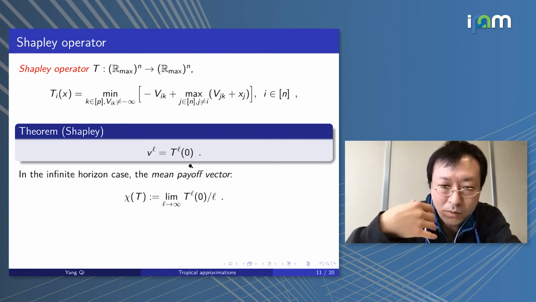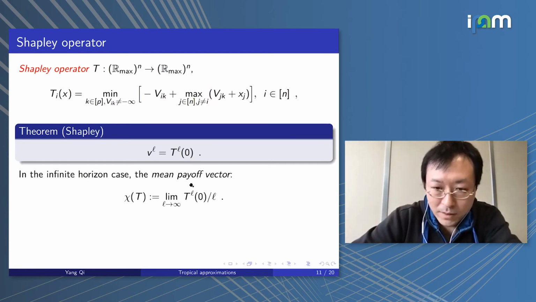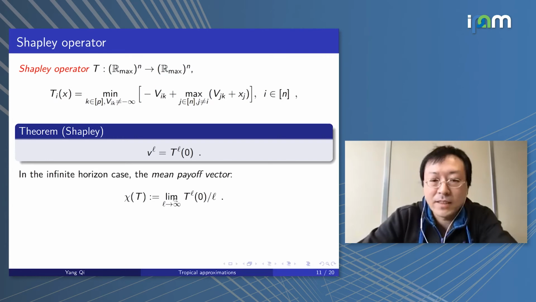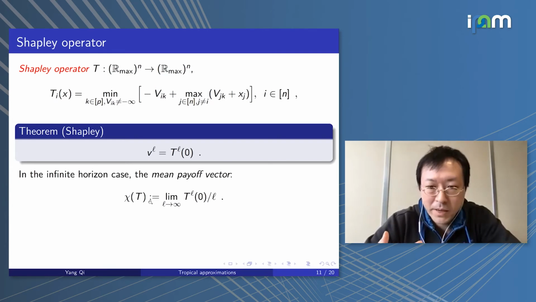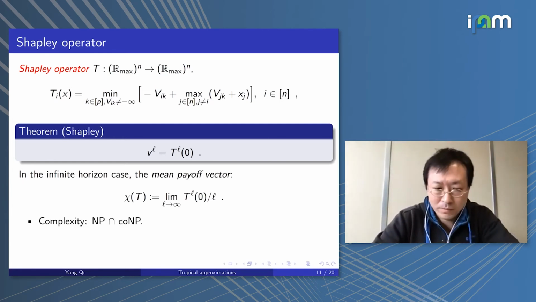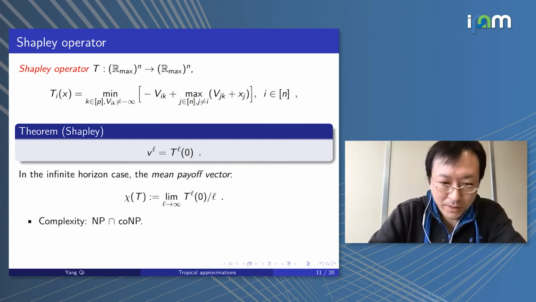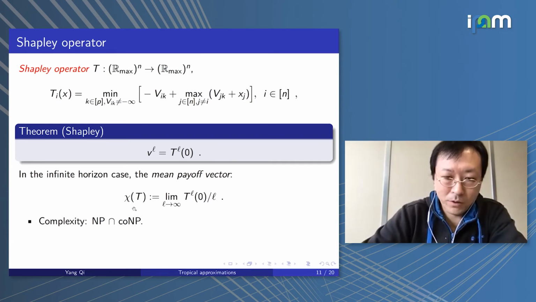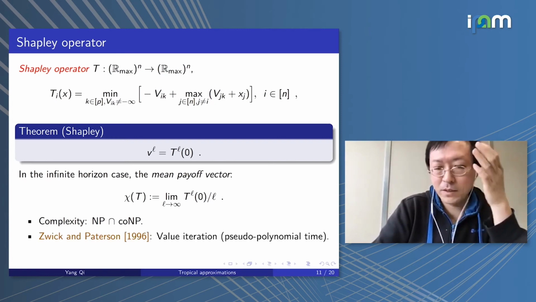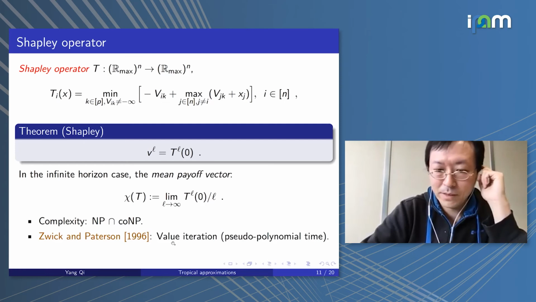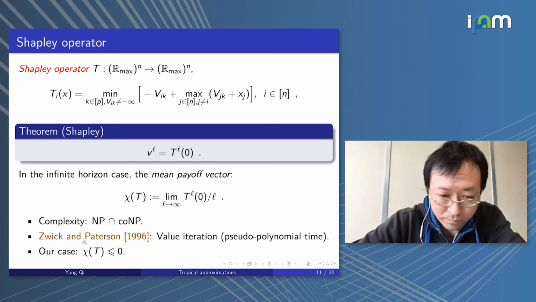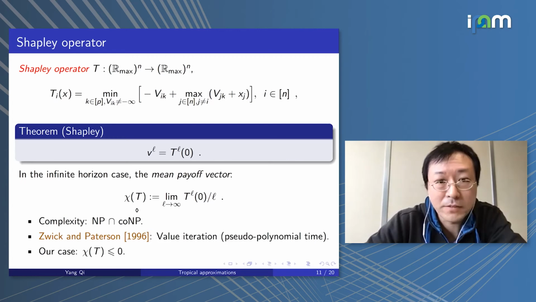Okay, so if we allow the horizon to be infinite, in fact, the sequence of T^L evaluated at 0 divided by L has a limit, and this limit is called the mean payoff vector, and the above process is called the mean payoff game. We know the computational complexity of computing this mean payoff vector is in both NP and coNP, and later we will use a variant of the known value iteration algorithm to compute this one. And for our case, in fact, the mean payoff is always non-positive.